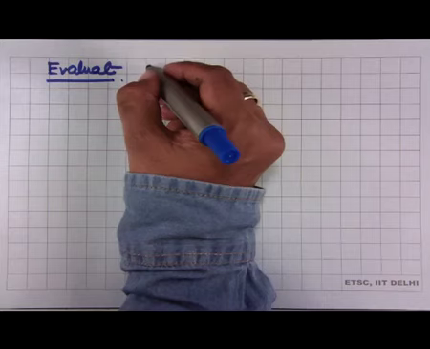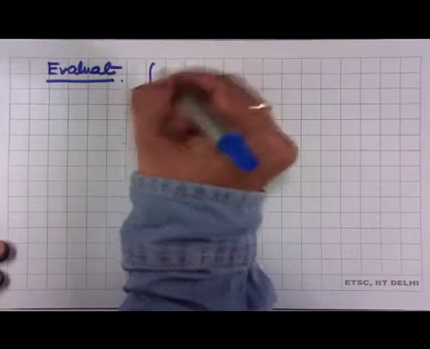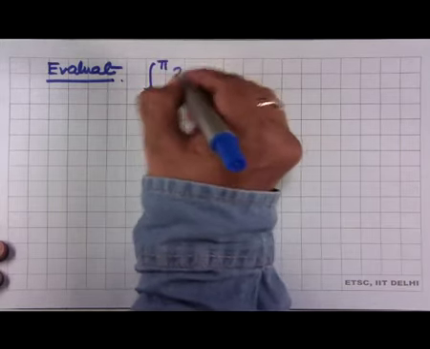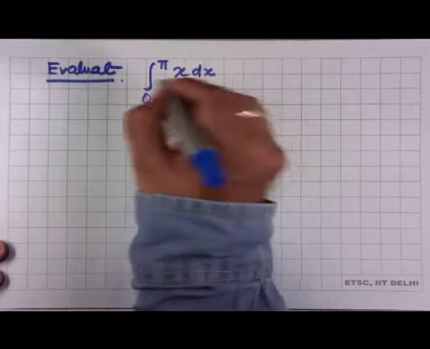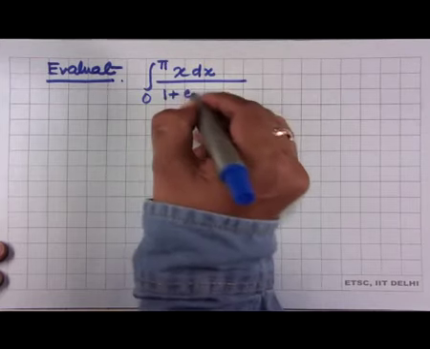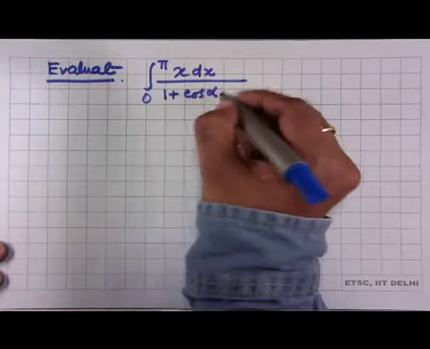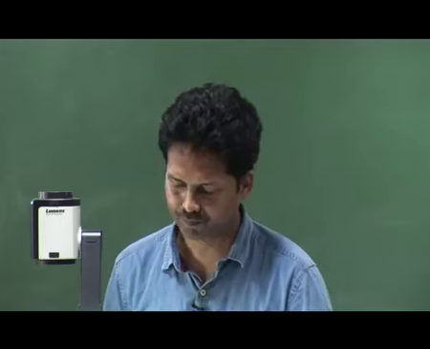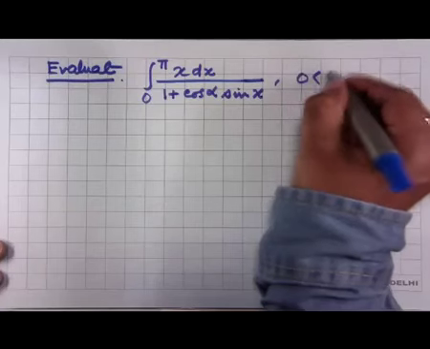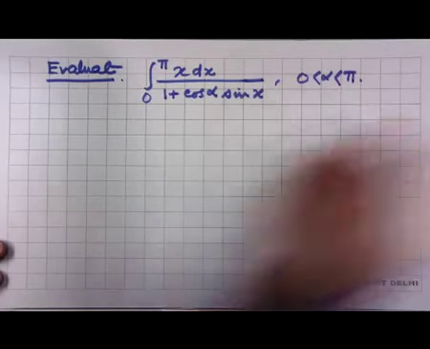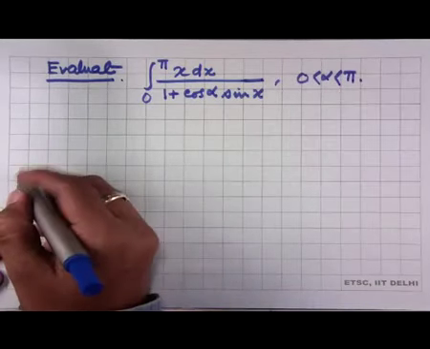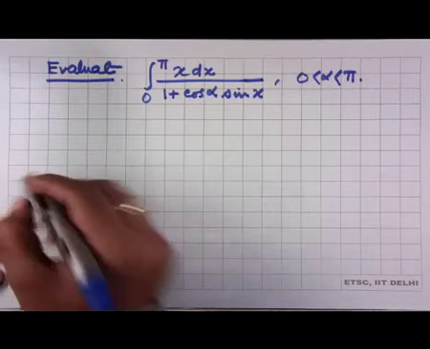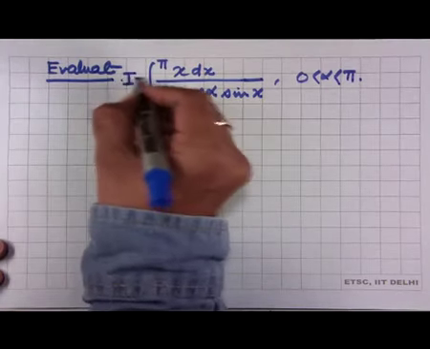Evaluate the integral from 0 to pi of x dx upon 1 plus cos alpha sin x, where alpha is given to be lying between 0 and pi. So let this integral be I.